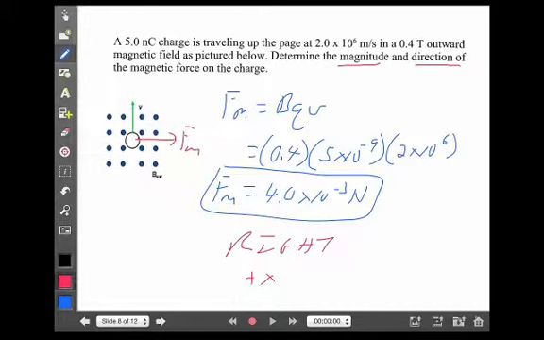Now, like I said, if this was a negative charge, well, the right-hand rule tells me the force would be to the right, but I would switch it and say it was left if it was a negative charge. That's the only thing you have to ever remember if you come across a negative charge, is it's the opposite answer of the right-hand rule.